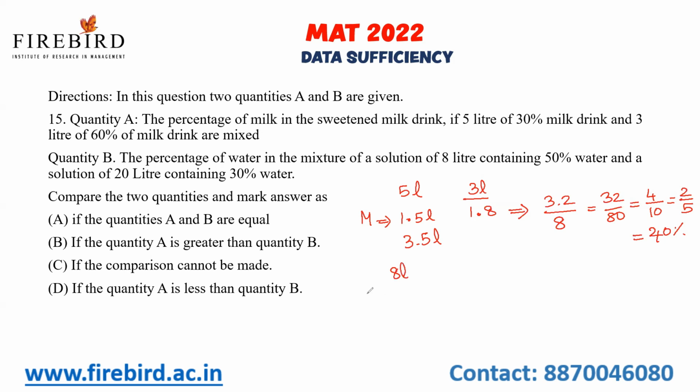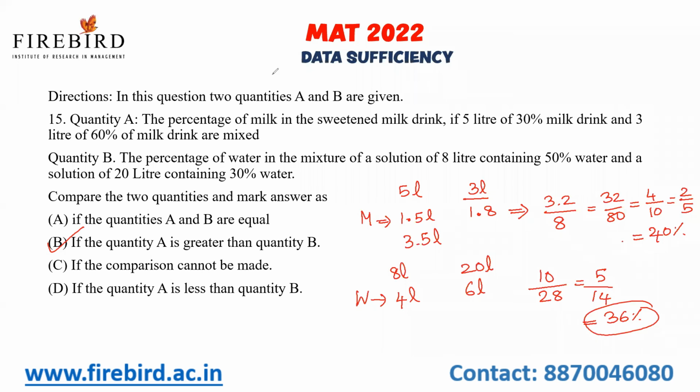8 liters containing 50% water, water is 4 liters. And a solution of 20 liters containing 30% water. So in 20 liters, 6 liters is water. So 10 liters divided by total 8 plus 20, it is what? 5 by 14. What is 5 by 14? It will be around 36%. So which is greater? Quantity A is greater than quantity B. Quantity A is greater than quantity B is your answer. So option B is your answer.